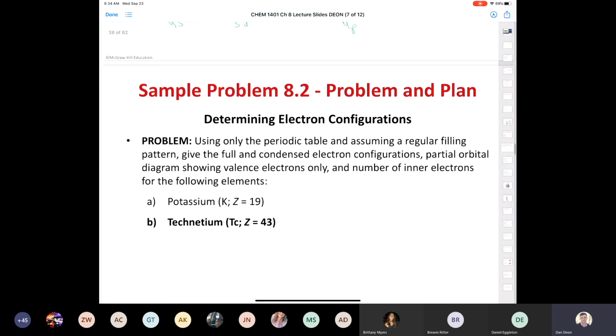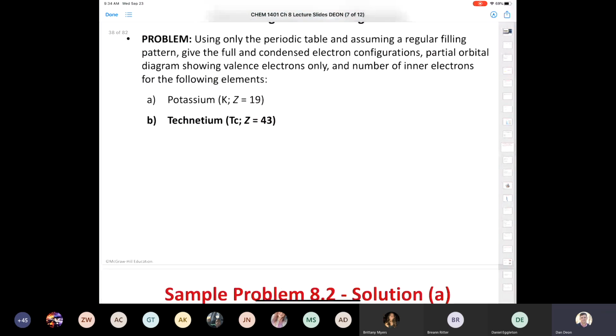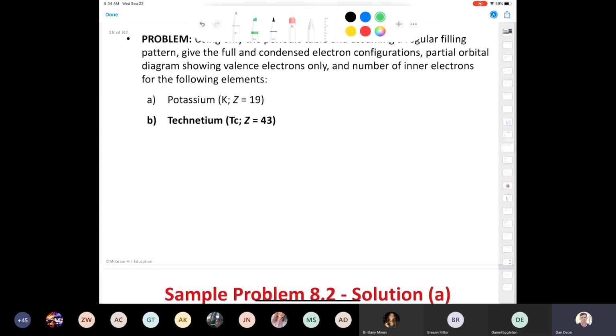Let's try the next one, which is technetium. Technetium has a total of 43 electrons. So if we want to get the full electron configuration, let's go. We have 1s2, 2s2. That's 4. And 2p6. Okay, 3s2, 3p6, 4s2, 3d10, 4p6, 5s2. In technetium, element number 43.